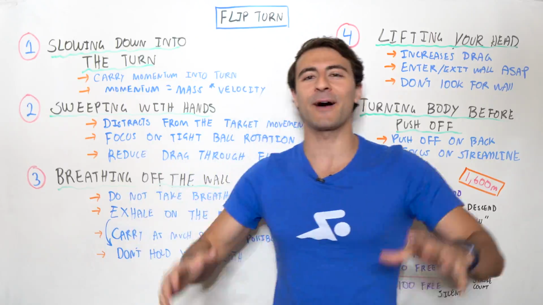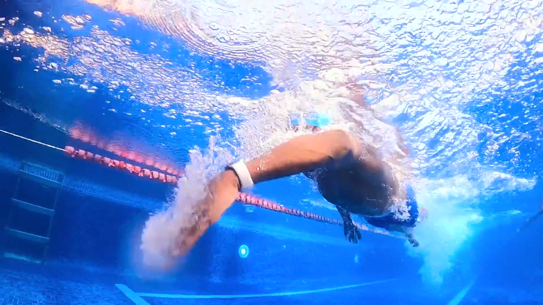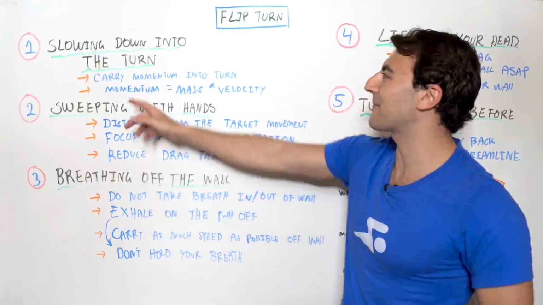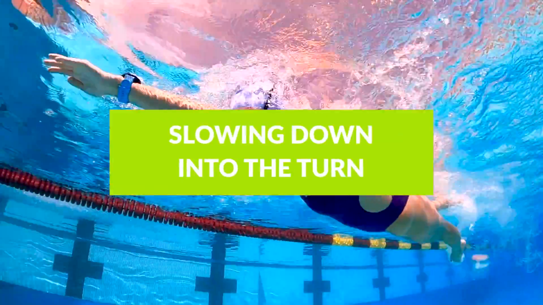But today we're talking about the freestyle flip turn, the backstroke flip turn. A lot of the common elements are all the same, and here we go. Let's get into it. The first thing, I already mentioned it, slowing down into the turn.